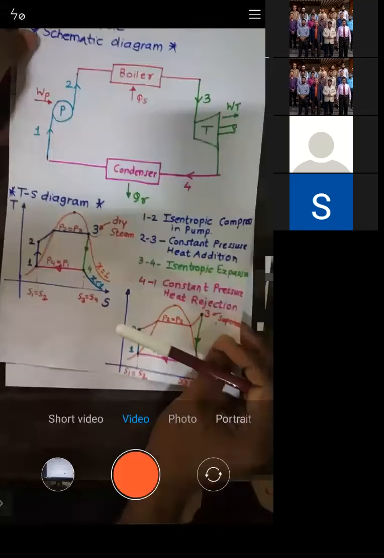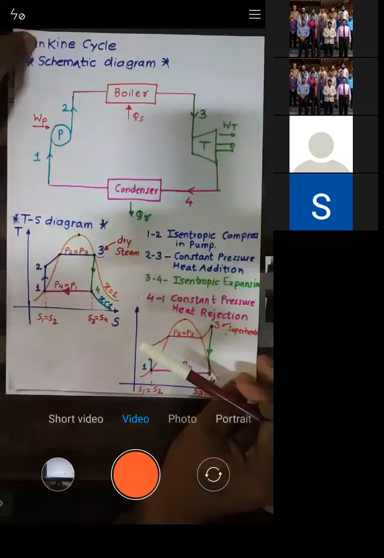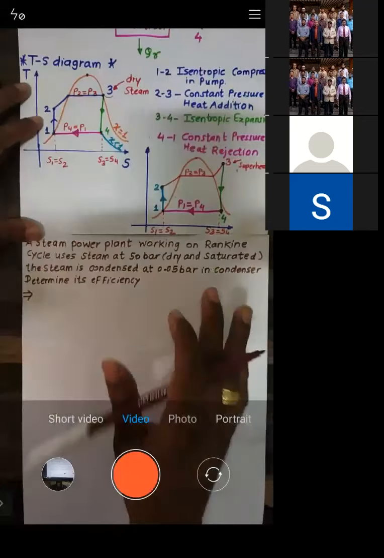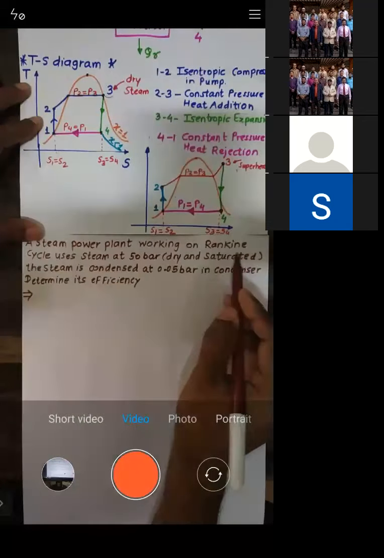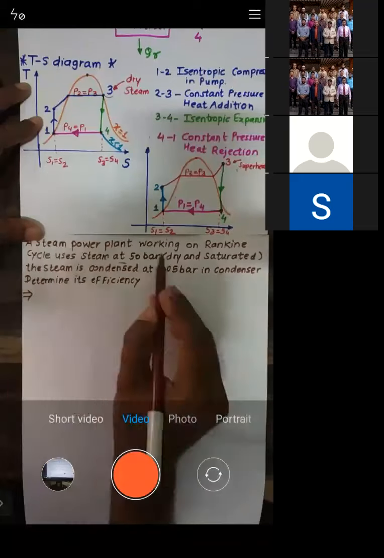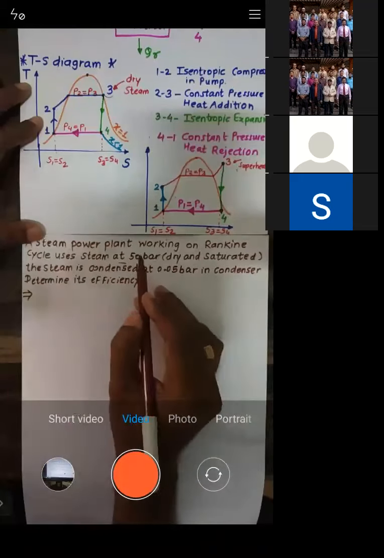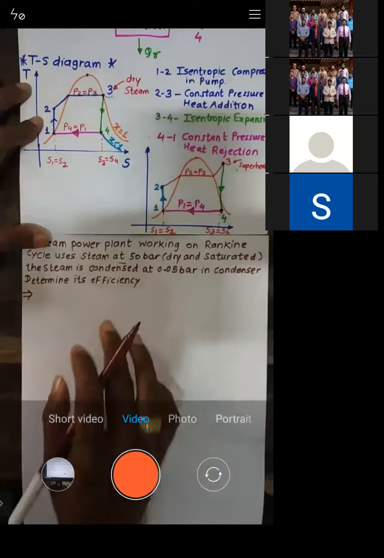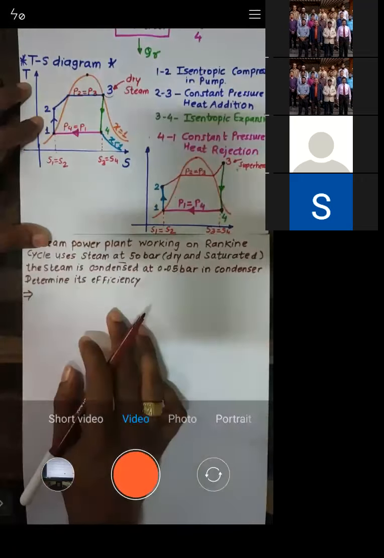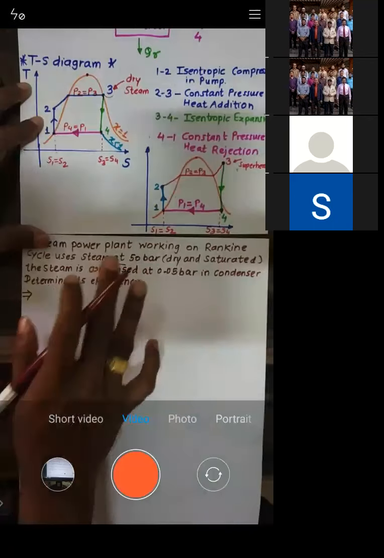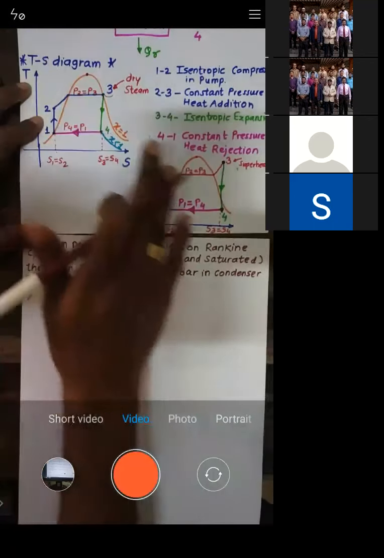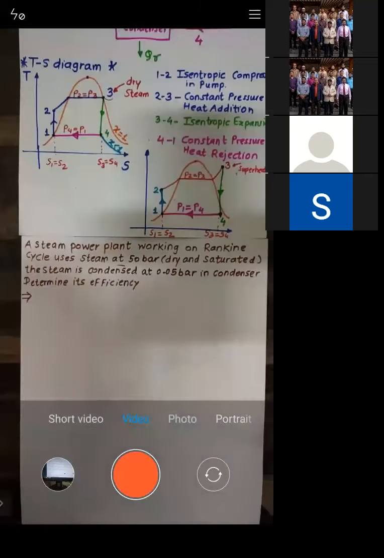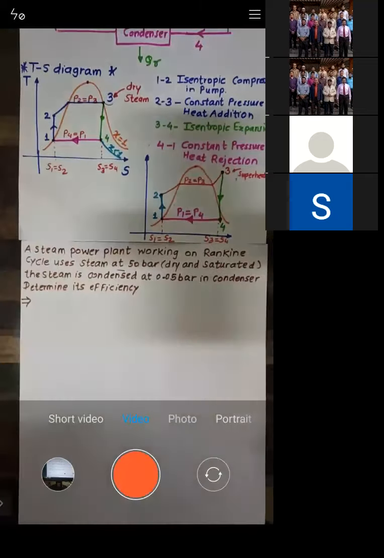Now see, based on the problem, what they're saying: a steam power plant working on a Rankine cycle uses the steam at 50 bar, and that steam has to be dry and saturated. The steam should be dry and saturated. So tell me, should I go for this first diagram or this second diagram? Let me know which diagram I should go for.